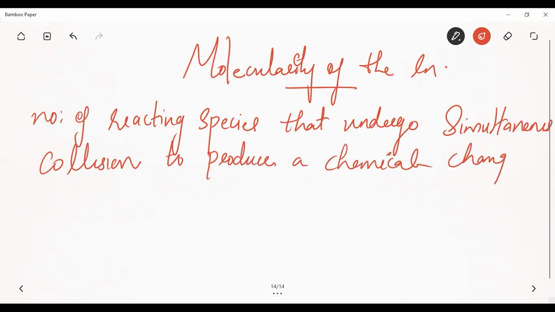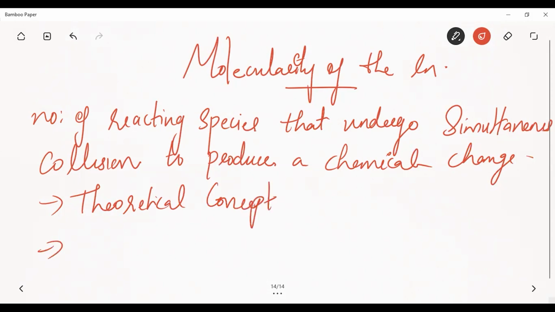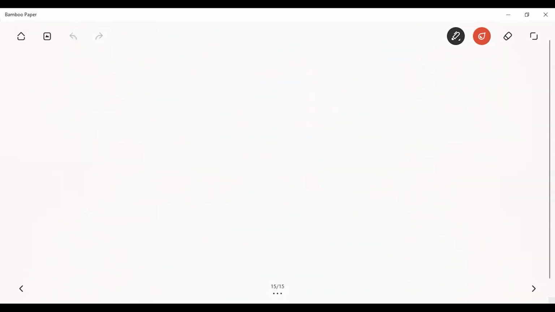This molecularity is just a theoretical concept, okay? It is not experimentally verified, it is just a theoretical concept, and it can have only whole numbers. It cannot be zero, cannot be fractions, etc. Only whole numbers. Let us do some questions with examples for molecularity.